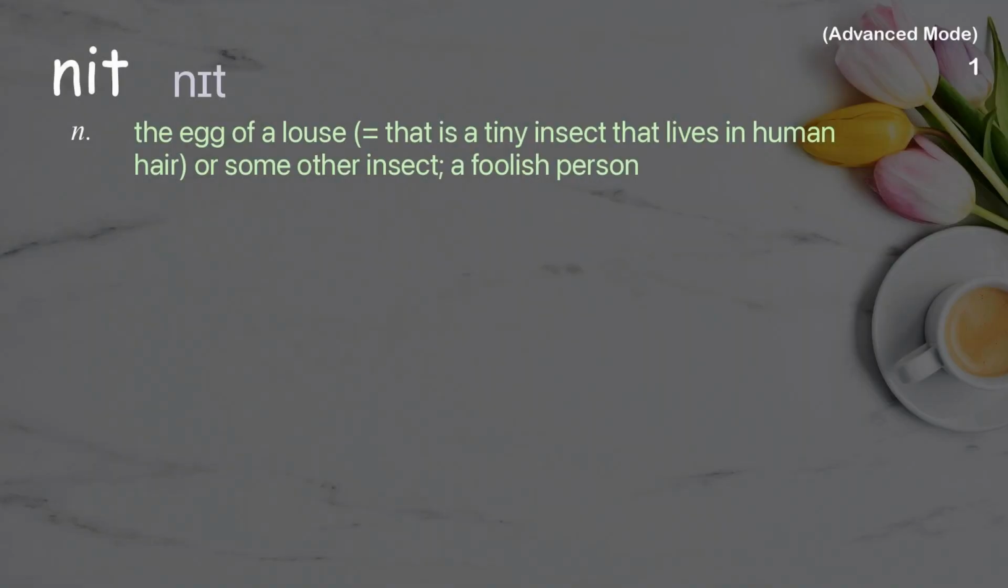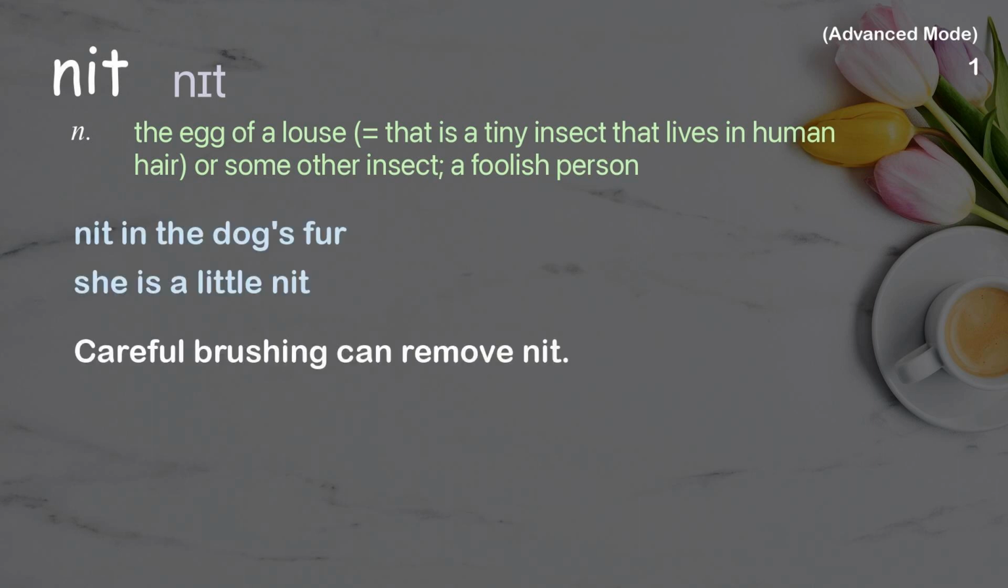Nit. The egg of a louse, a tiny insect that lives in human hair or some other insect; a foolish person. Examples. Nit in the dog's fur. She is a little nit. Careful brushing can remove nits.